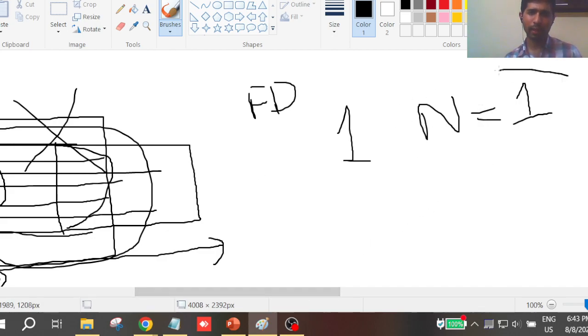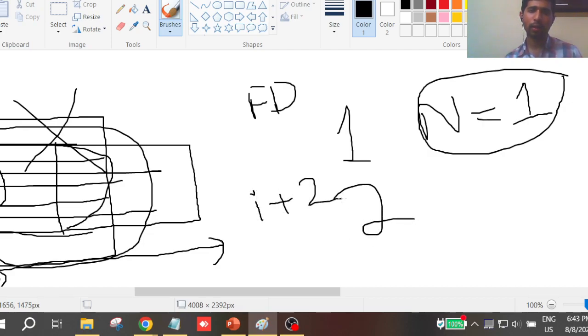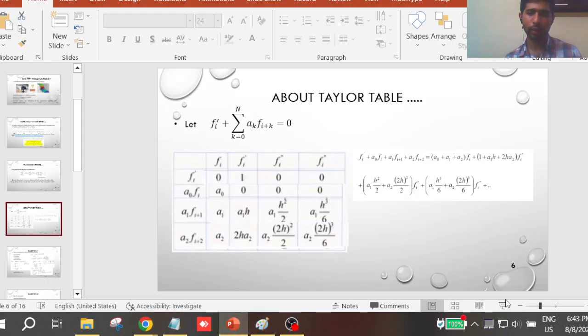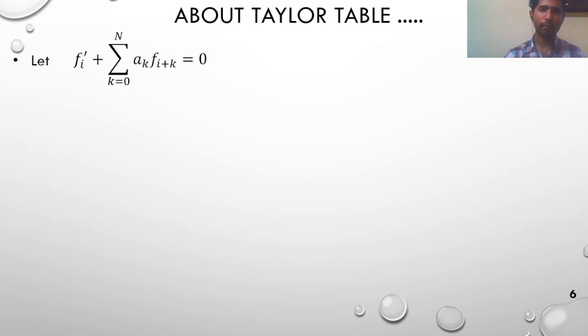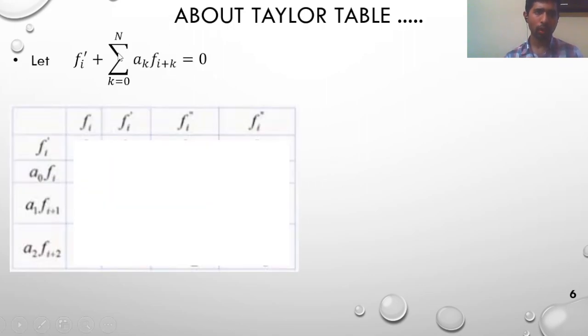So in that case, n will be equal to 1. If you want a second order scheme, you need to go till i plus 2, so n will be equal to 2. That is how you decide upon the value of n: 0 to 1 for first order, 0 to 2 for second order, something like that. This is how you define this equation. Now you really have to find a_k, that is what you have to find out.